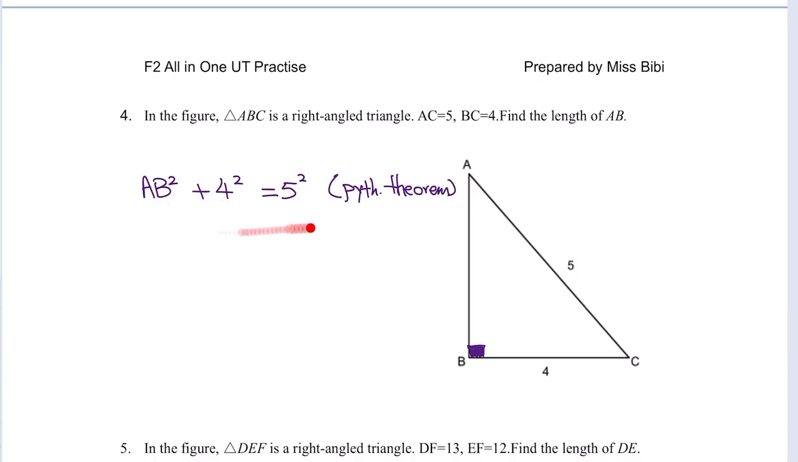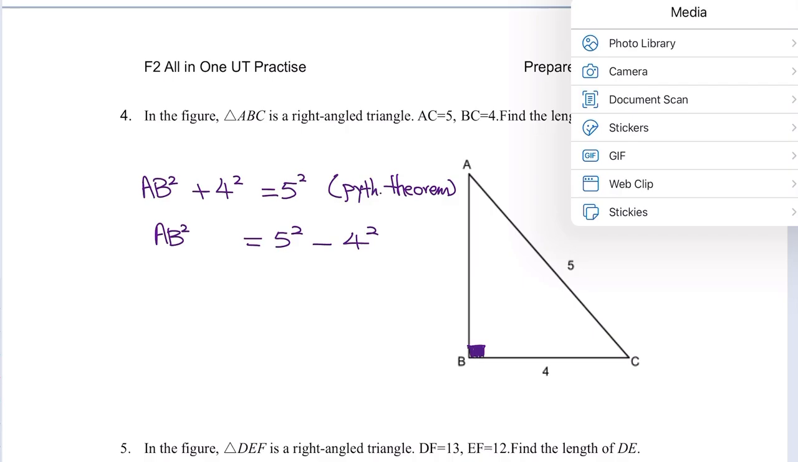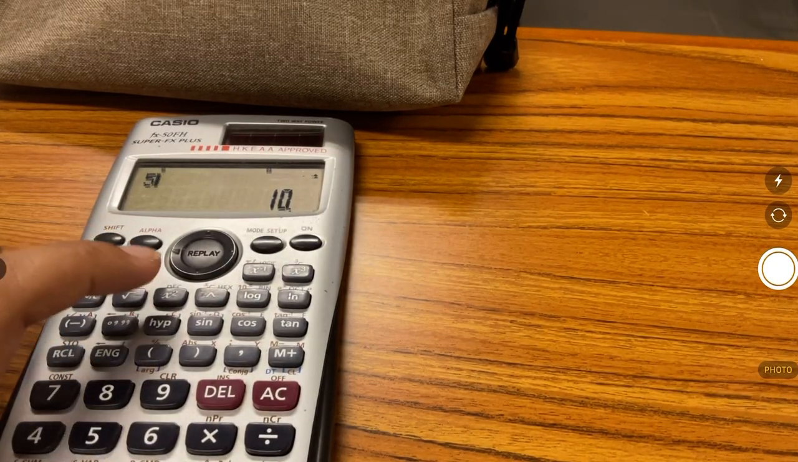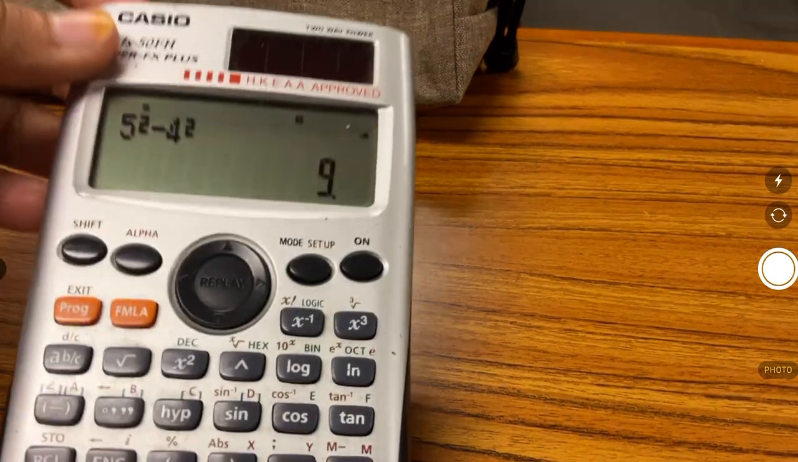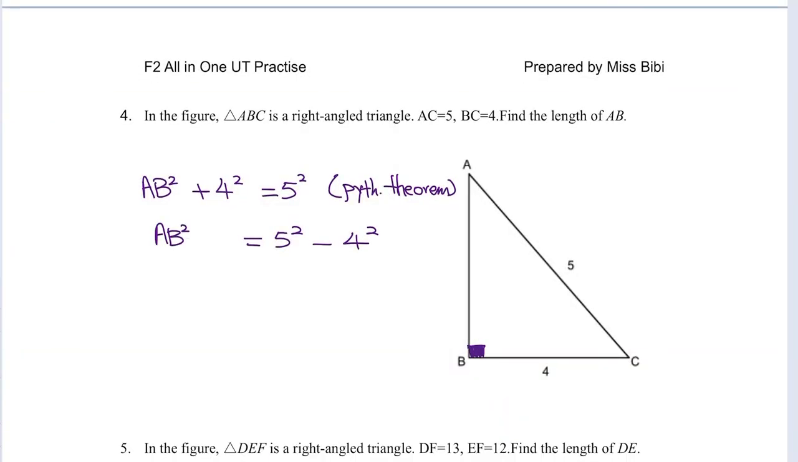Okay, so now this question is a little harder. What we do now is, this is the unknown. This is something that you have to find. These are numbers, so you put all the numbers on one side first. This is a plus 4 square, so you put that 4 square on the other side first. If I move it to the other side, it will become minus 4 square. And then now you can click that in the calculator. 5 square minus 4 square, you can get 9. So you'll have AB square as 9.